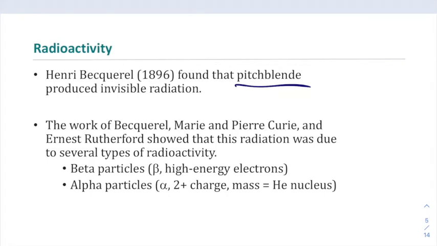So he pulled out the film and it was exposed. And he was thinking to himself, well, someone must have let some light in, right? But then it happened again and again. So he started to think that this pitchblende was actually causing this exposure. It was giving off some sort of radiation that was invisible. Okay, and the Curies, of course, big group.